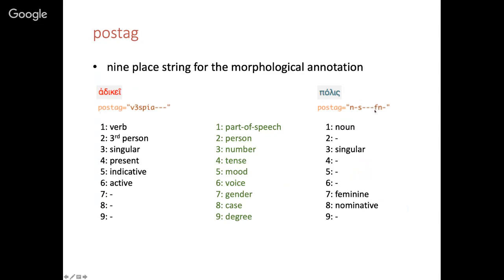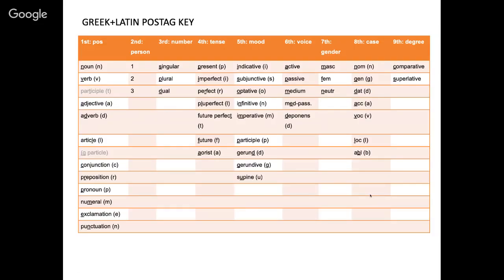And in contrast, for polis, it's the noun, and for it we don't have the person, but we have the number, it's singular. And since it's not a verb, we don't have a tense, mood, or voice for it, but we have gender and case here. So here is the key for these letters and numbers, what they actually mean. This is something you need to know when you do queries.